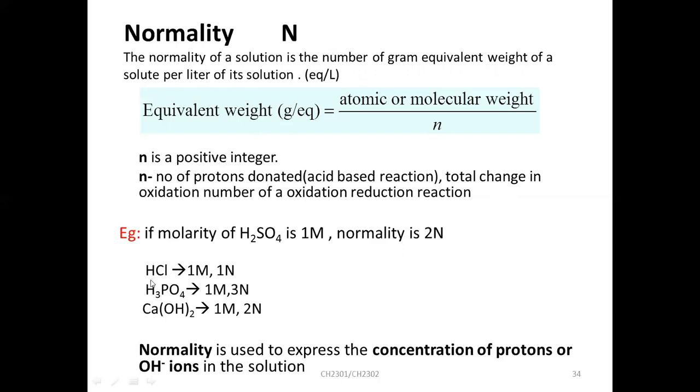As an example, for sulfuric acid, for 1 M, 1 molarity sulfuric acid, normality is 2N. And for HCl, it is 1N because there is 1 chloride minus. For phosphate, 3 minus, therefore it is 3N. Calcium hydroxide is 2N. Normality is used to express the concentration of protons or hydroxyl ions in the solution.